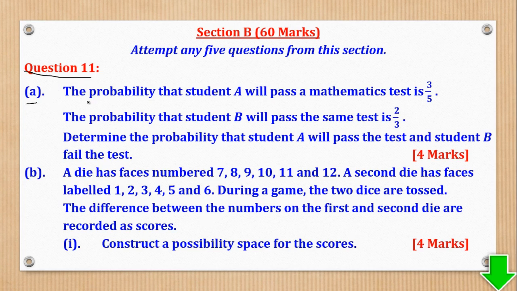Question 11A says, the probability that student A will pass mathematics is 3 over 5. Okay. The probability that student B will pass the same test is 2 over 3. Okay. Determine the probability that A will pass the test and B fail the test. So this probability is the probability of A and this is the probability of B passing. So B failing will be B complement and A failing will be A complement.